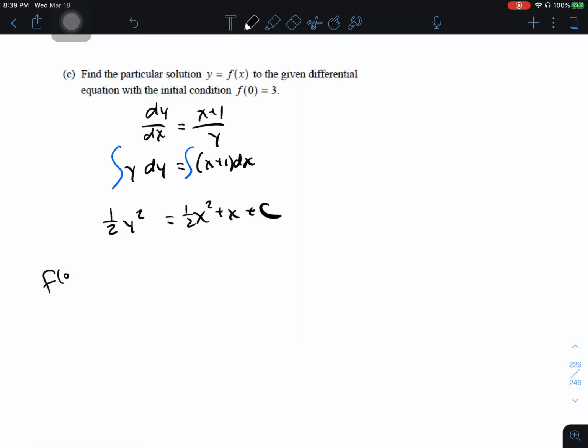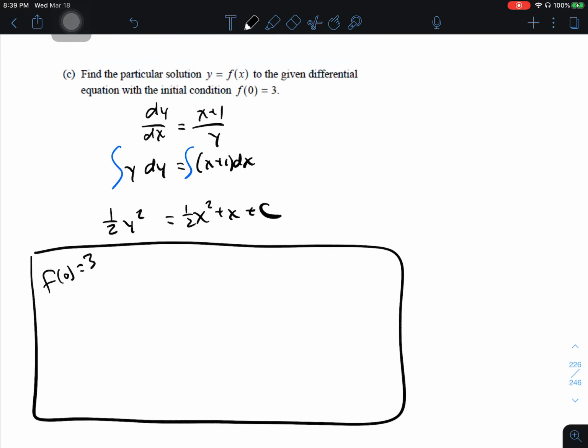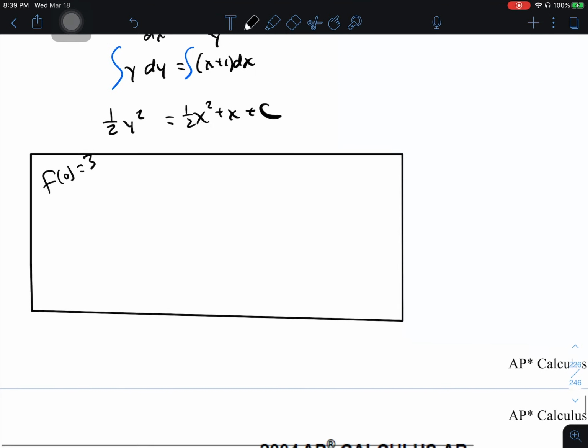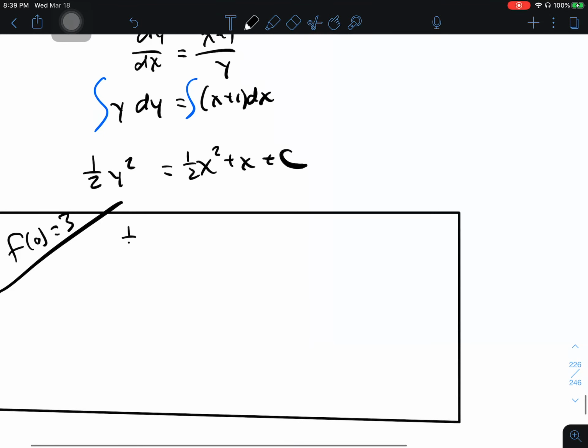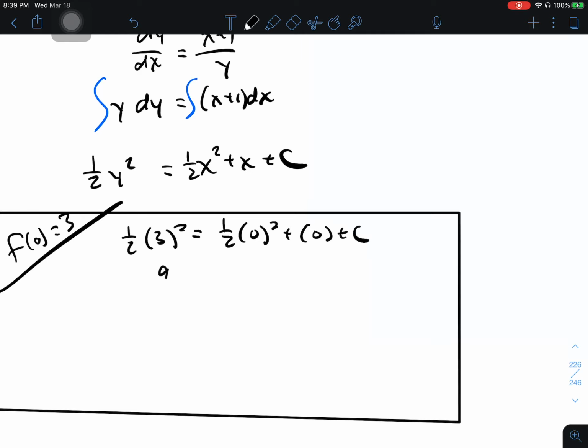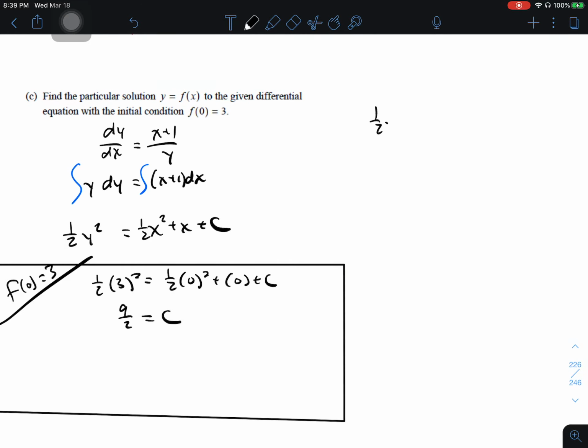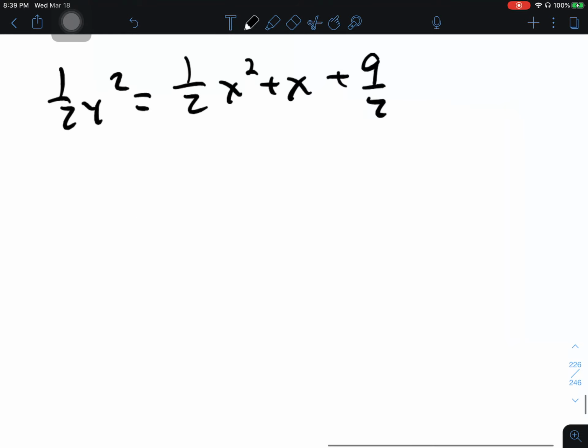We want to evaluate this at the ordered pair 0, 3. So we're going to put 3 in for y, 0 in for x. The left, we're going to get 9 halves. The right, we're going to get 0 plus c, which is just c. So we have 1/2 y squared equals 1/2 x squared plus x plus 9 halves.